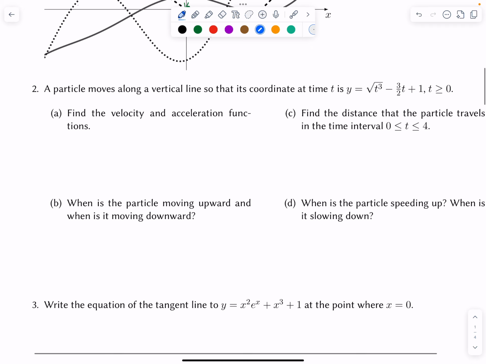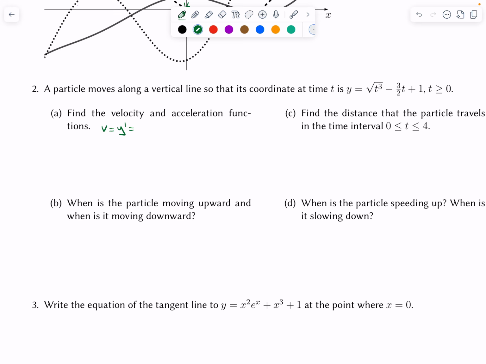So a particle moves using this position. Remember that the velocity is the derivative of position, and that's going to be 3/2 t to the 1/2, bearing in mind that this is t to the 3/2, minus 3/2. I think that's it. And then the acceleration is the derivative of velocity, and that's going to be 3/4 t to the negative 1/2.